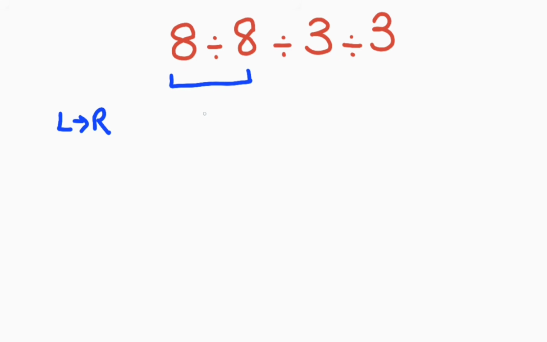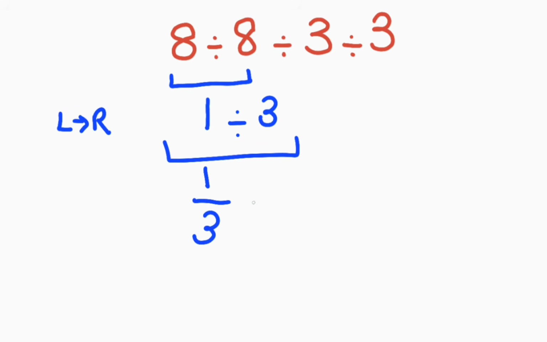8 divided by 8 gives us 1. 1 divided by 3 equals 1 over 3. At the end, we had divided by 3.